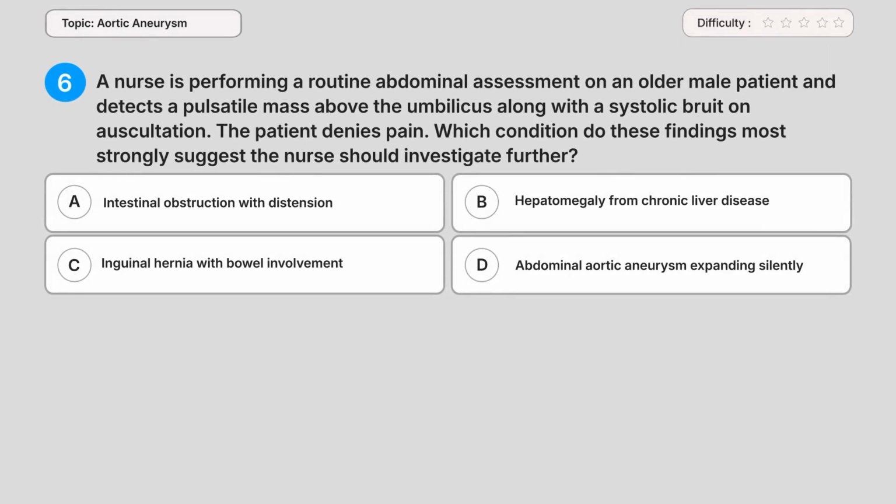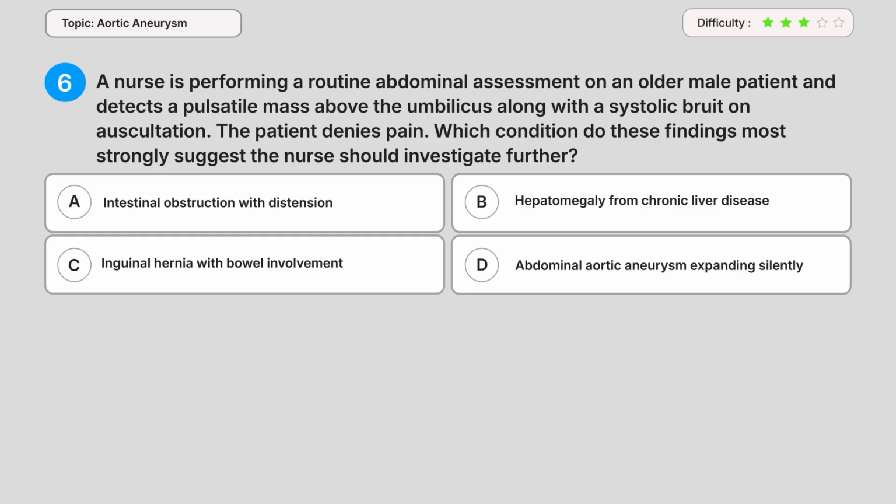6. A nurse is performing a routine abdominal assessment on an older male patient and detects a pulsatile mass above the umbilicus along with a systolic bruit on auscultation. The patient denies pain. Which condition do these findings most strongly suggest the nurse should investigate further?